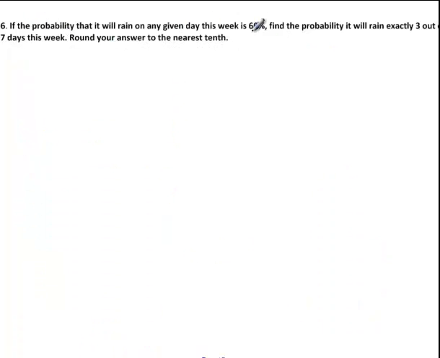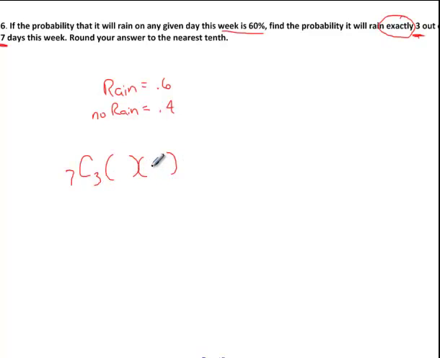If the probability it will rain is 60%. So this tells us rain is 0.6. So no rain is 0.4. It will rain exactly 3 out of 7 days. Exactly. Oh, we like this one because exactly means I only have to do it once. 7C3. Rain is 0.6. And I want that to happen only 3 times. And I want it not to rain 4 times.